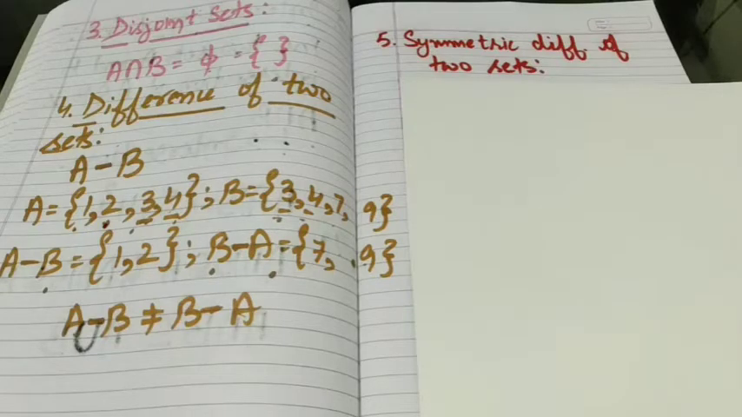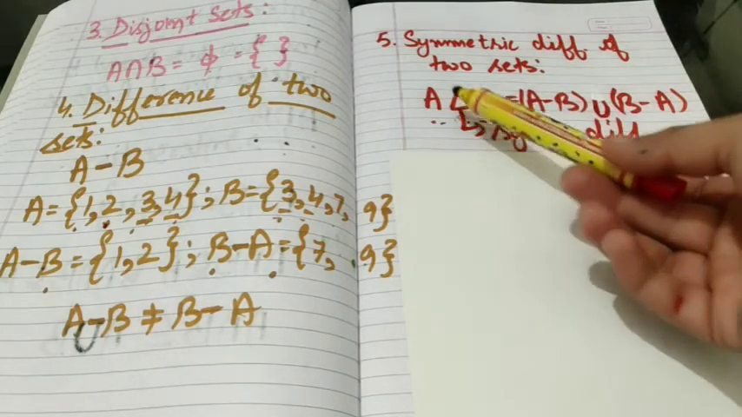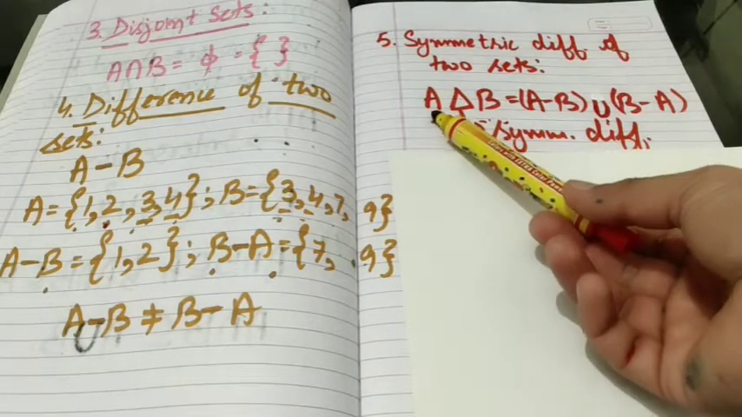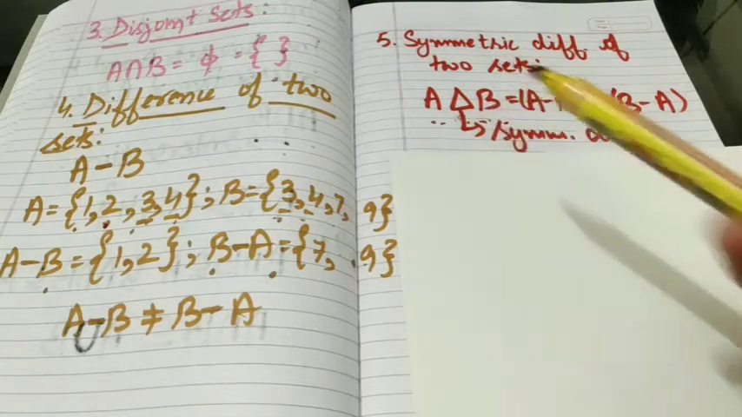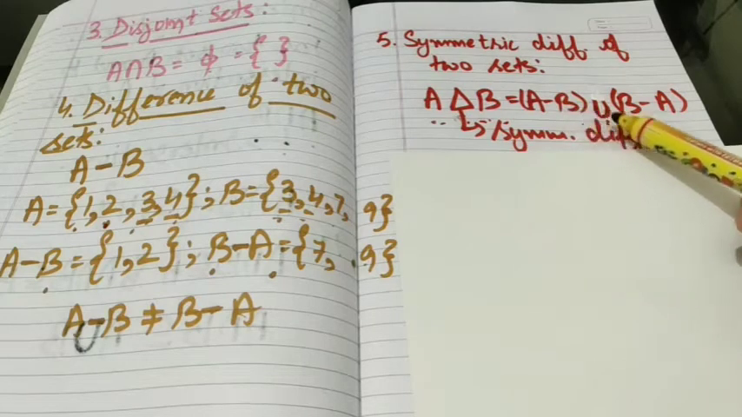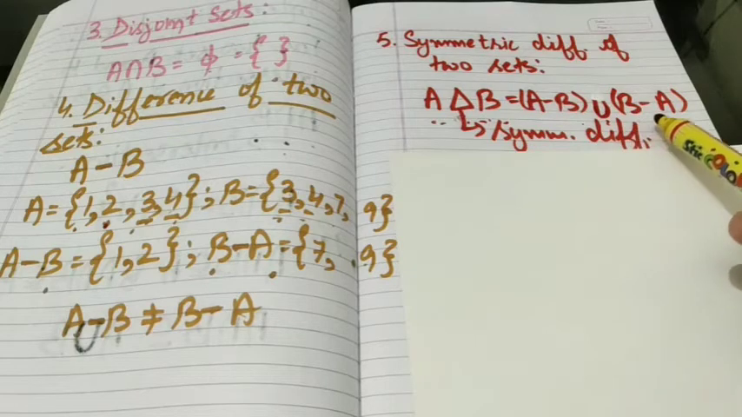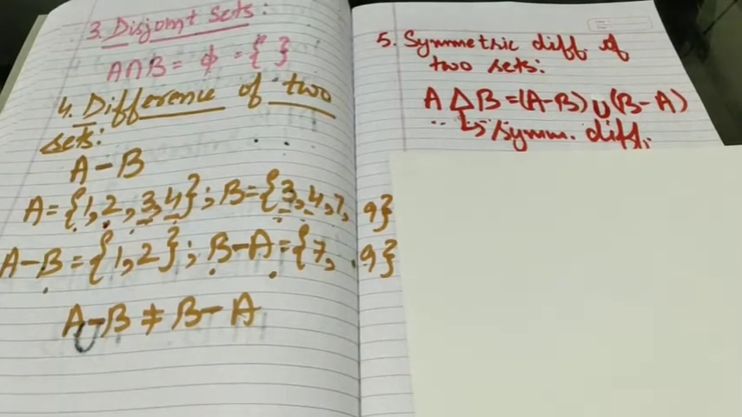If we have two sets, set A and set B, then what is the symmetric difference of these two sets? Well, the symmetric difference of two sets is denoted by this sign of triangle. A triangle B, it means A symmetric difference B. And it is given by A minus B union B minus A. That is difference of A and B union difference of sets B and A. And we already have discussed that A minus B and B minus A are not equal.